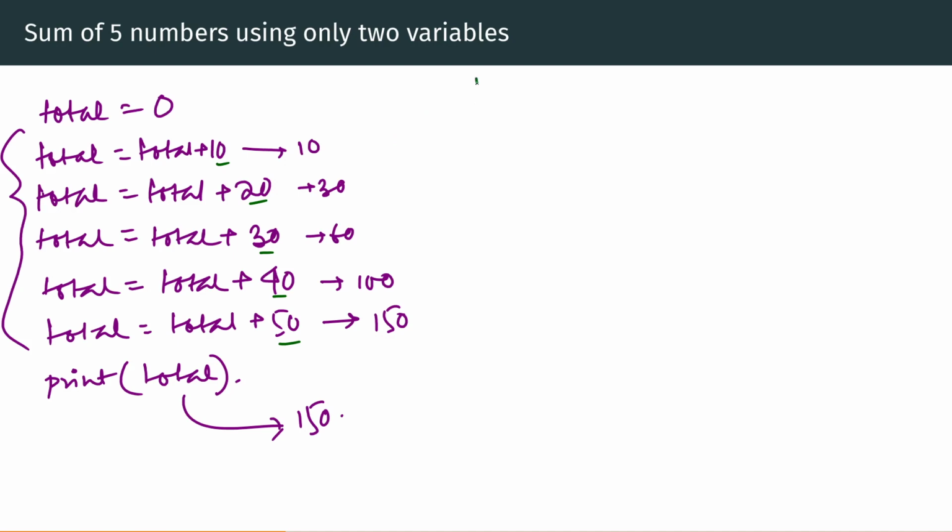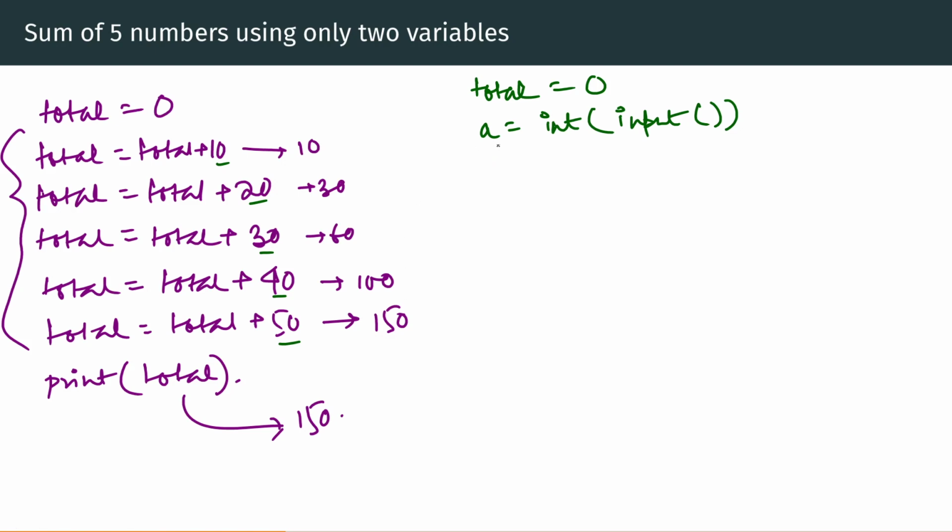As usual, we'd say total equals 0. We'll start with the result, which initially has the value 0, right? The total doesn't have anything in it. Next, we'll say a equals, or any other variable that you like, int input, and that will give us the first number that the user enters, right?